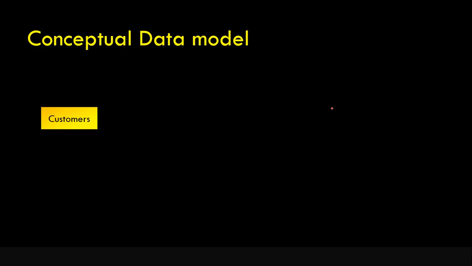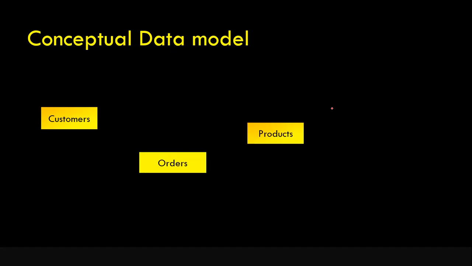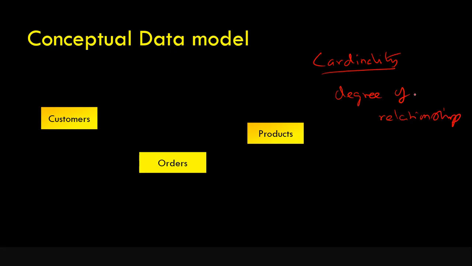So while talking to them, you are able to understand the business process at a high level. Okay, customer places an order, and products appear on orders, and finally there is a cardinality. What is cardinality? Cardinality is nothing but relationship. Cardinality is nothing but how these tables are related. It is also called the degree of relationship between the tables.